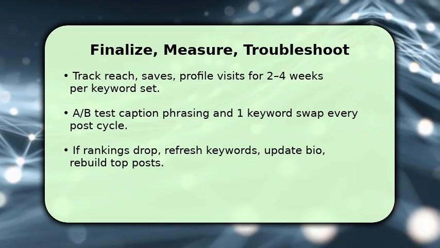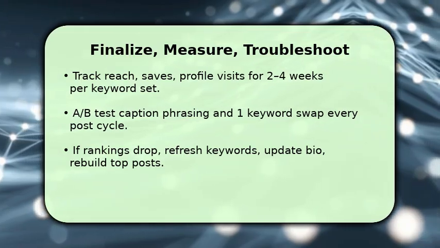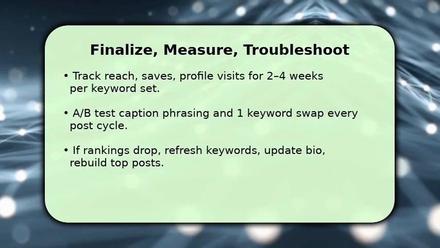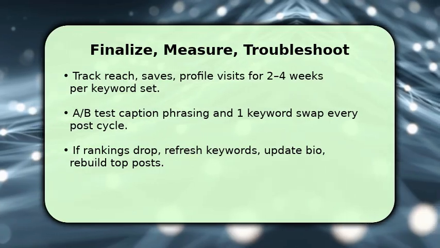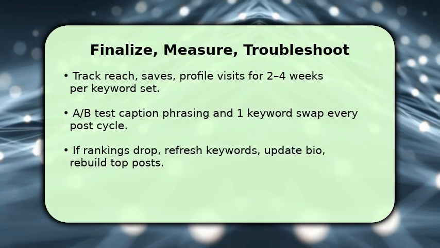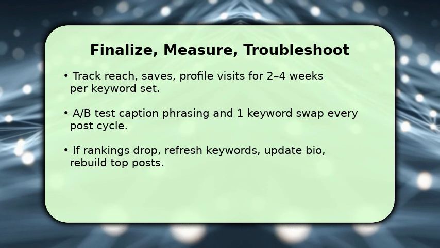If performance drops, first refresh your bio and top pinned posts with updated keywords, then rework captions and alt text. One key troubleshooting tip: if rankings fall, remove low-performing hashtags and replace them with more specific, lower competition tags to regain.